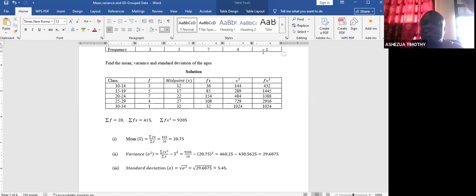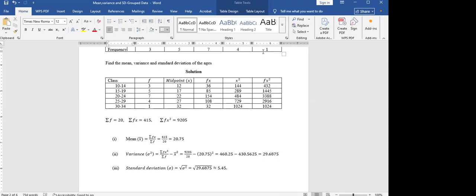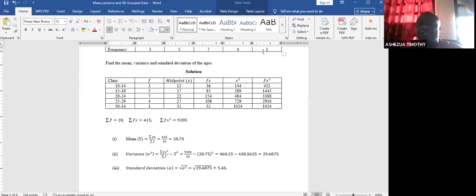But for group data, the case is different. For group data, you will need to first find the midpoint. When you find the midpoint, you find f times x. When you find f times x, you'll be required to get the value of x squared. When you find the value of x squared, you will go ahead to find the value of f times x squared. So for the mean, it's just the summation of f x all over sum f, and which will give you this value.